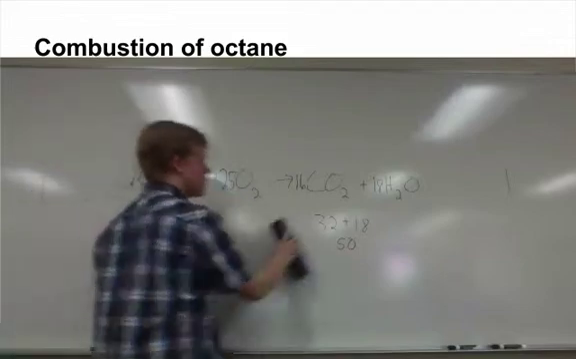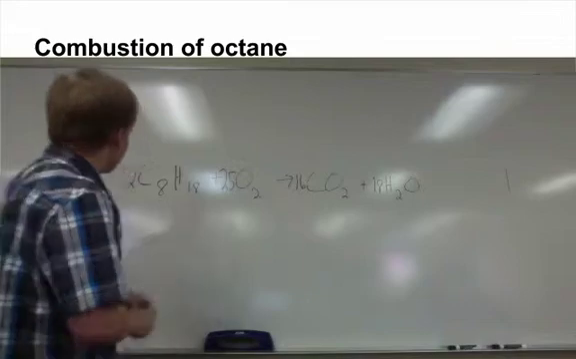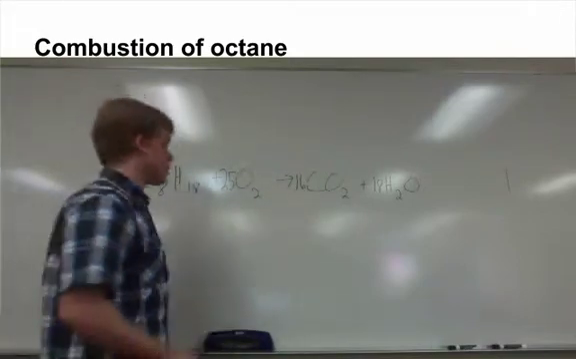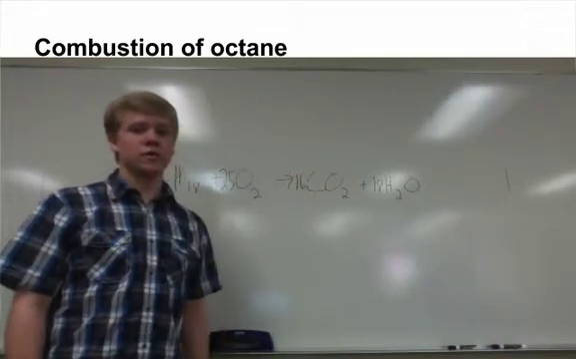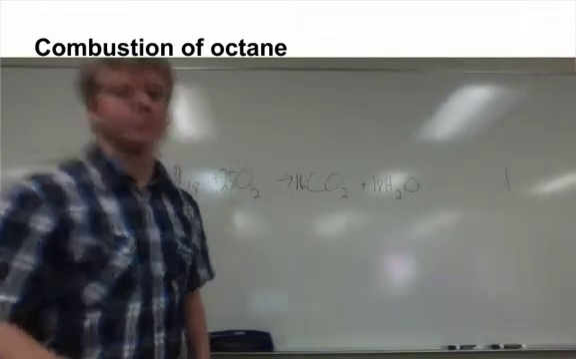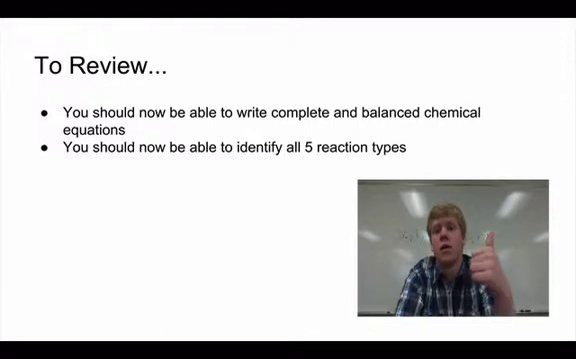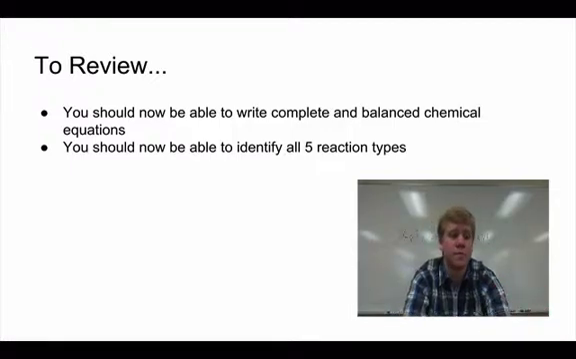And to make sure we did this correctly, we can see if we can reduce anything. 2, 25, 16, 18. Well, in this case, we can't reduce anything, so this is the final, complete reaction of the combustion of octane. To review, you should now be able to write complete and balanced chemical equations. You should also be able to identify all 5 reaction types: synthesis, decomposition, single displacement, double displacement, and now combustion.